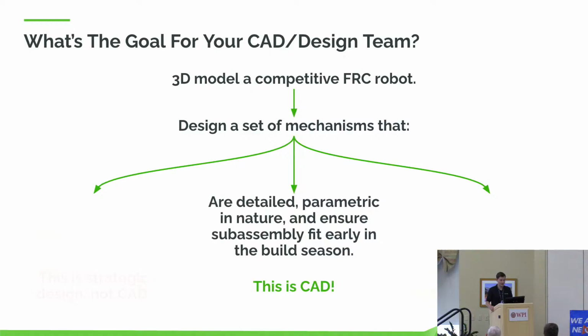However, designing a robot that's detailed, parametric, and is done quickly, that is just CAD. If you are better at CAD, you are better at getting through your sketches, your features, your assemblies. This is the type of thing that you can get done sooner, which does directly lead to success.